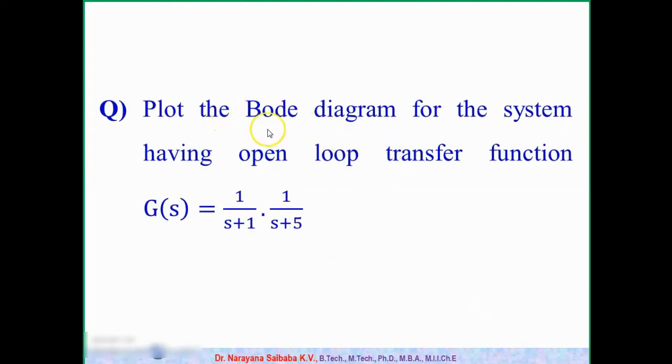So today we will draw the Bode diagram for a system having open loop transfer function 1 by s plus 1 into 1 by s plus 5. So here two systems are connected in series. For this type of system we want to draw the Bode diagram.